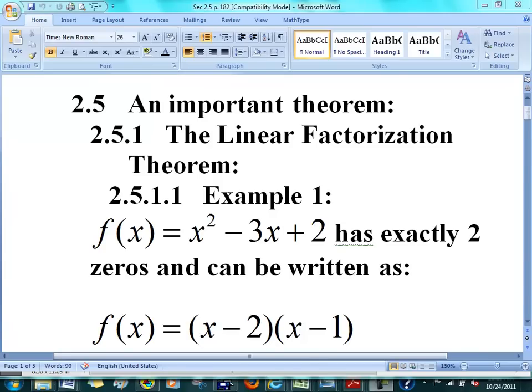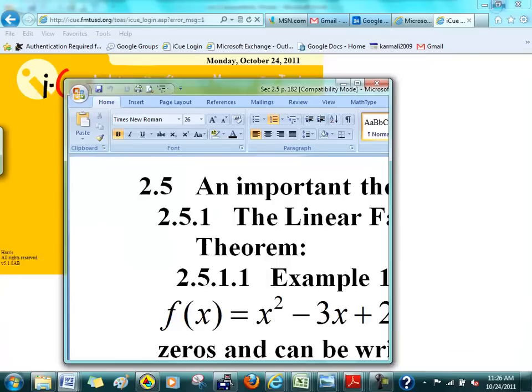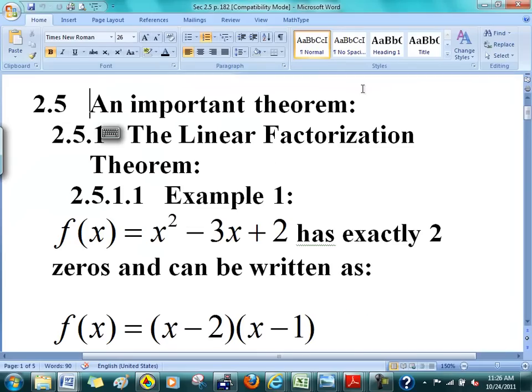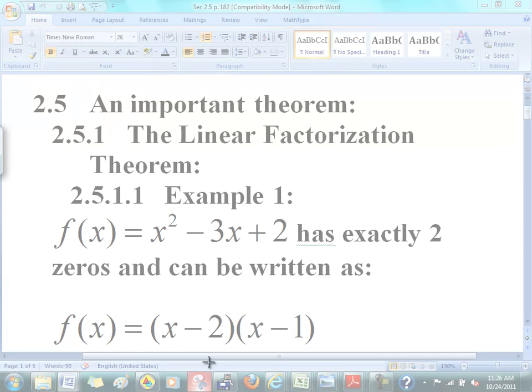We've kind of implicitly used it all along. But today we do a formal definition of that theorem, and it's called the linear factorization theorem.